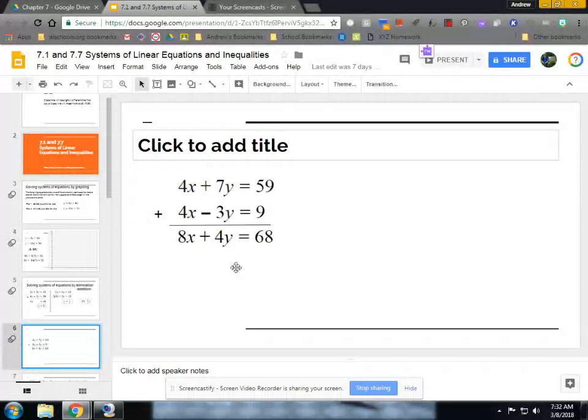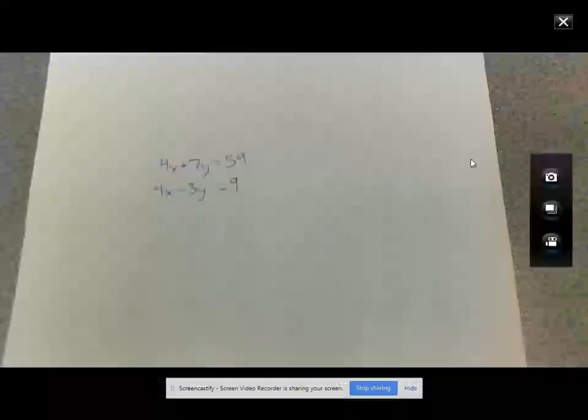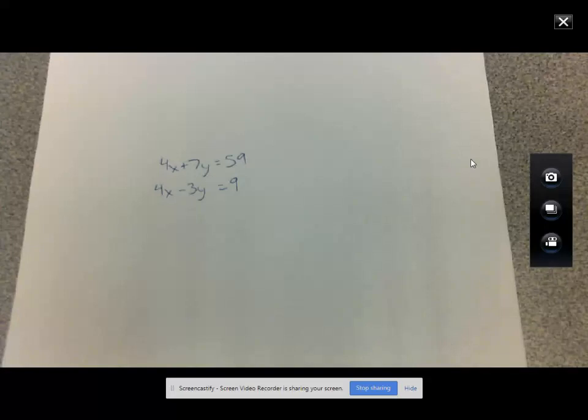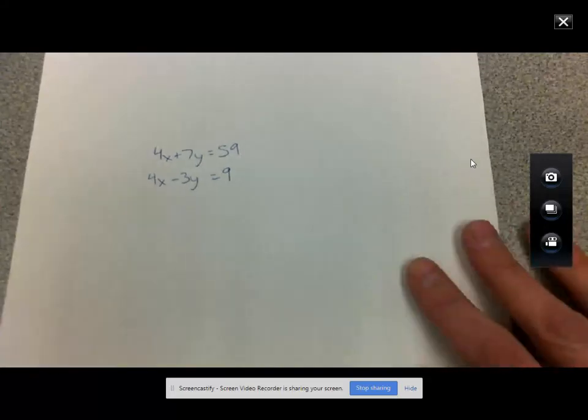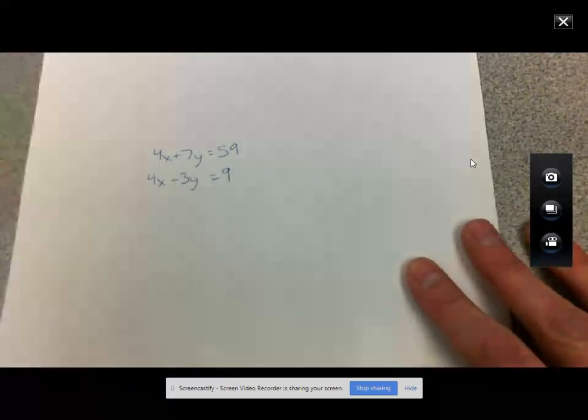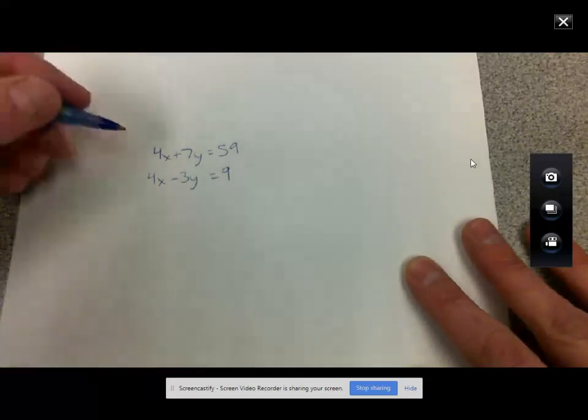So I'm going to move over to my document camera here for a minute, because we do have a method or a way to get around this problem, this issue that we have. Adding straight down the line didn't work. This is where I need to manipulate the situation. I need to change something. So I'm going to manipulate this a little bit.